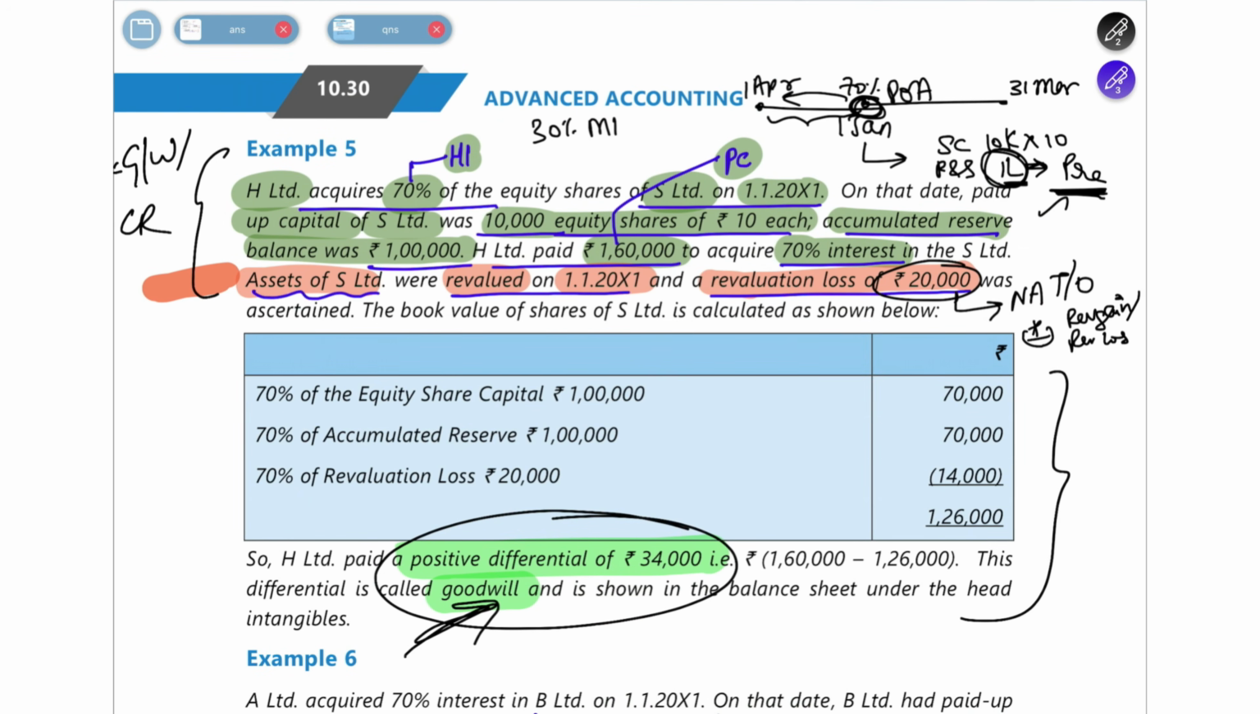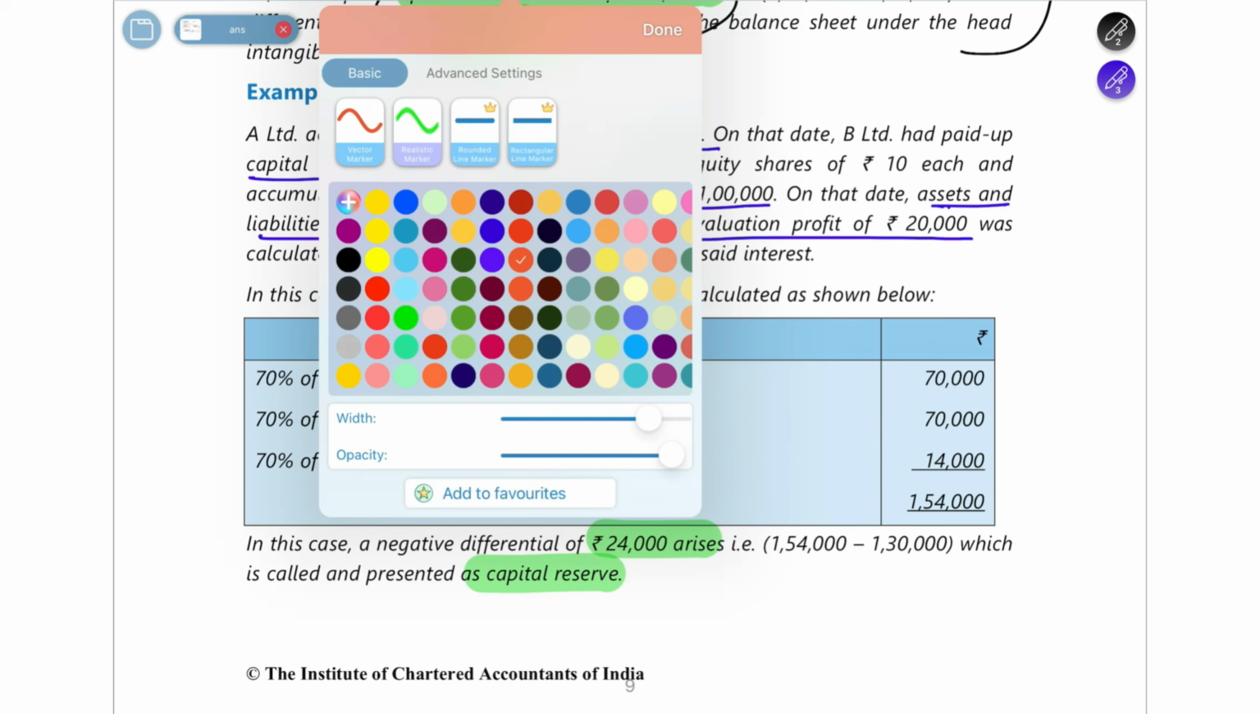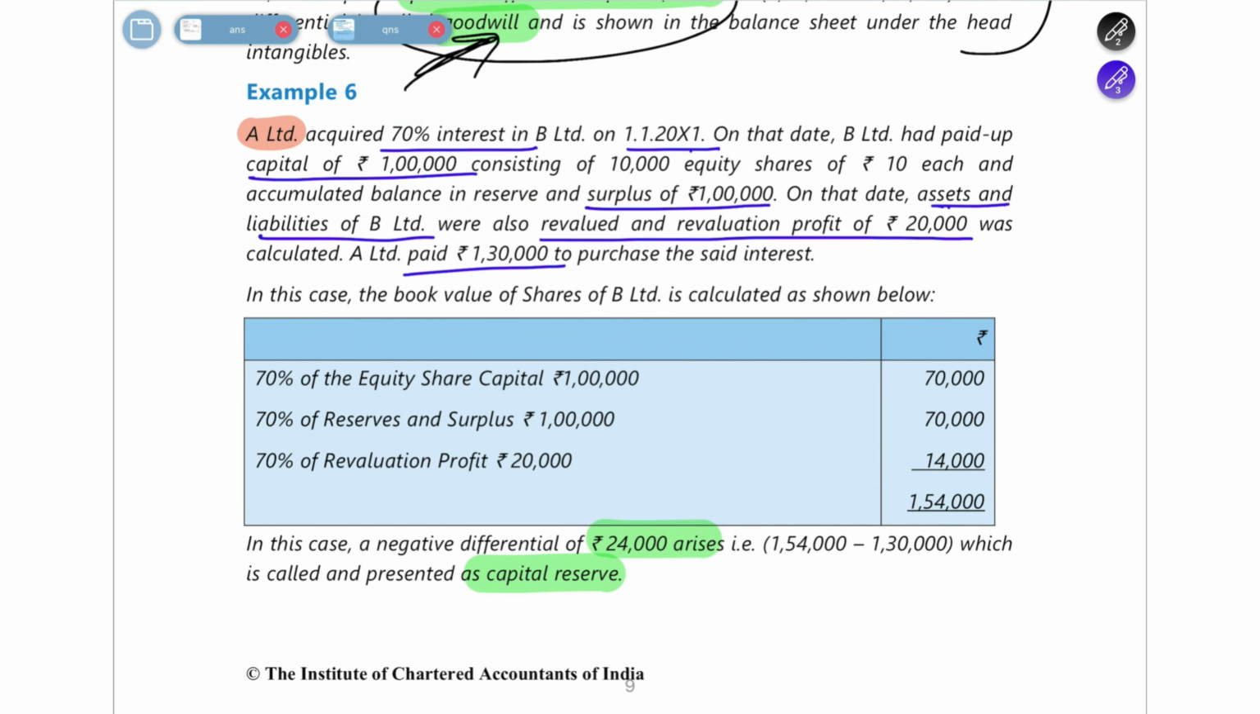Okay. Now let's move on to the next example, which is example number 6. Again it's a similar kind of example where they tell you that A Limited has acquired 70% in B Limited on 1st January. B Limited had a capital of 1 lakh rupees, and then there were reserves and surplus of 1 lakh rupees. The assets and liabilities are also revalued, and on revaluation there was a profit of 20,000.